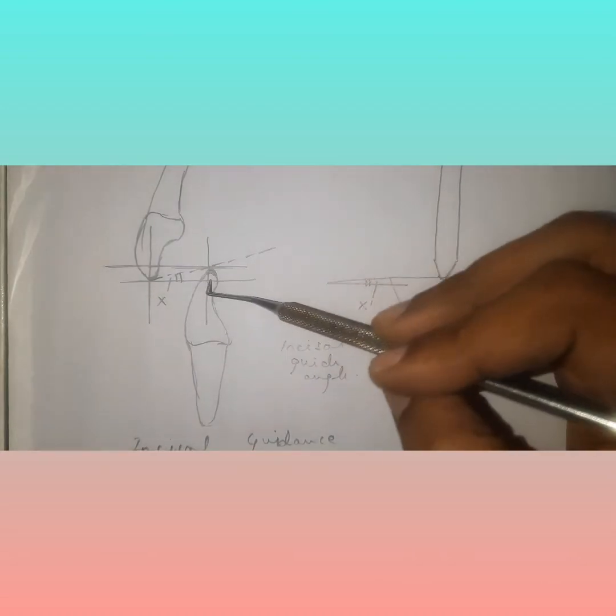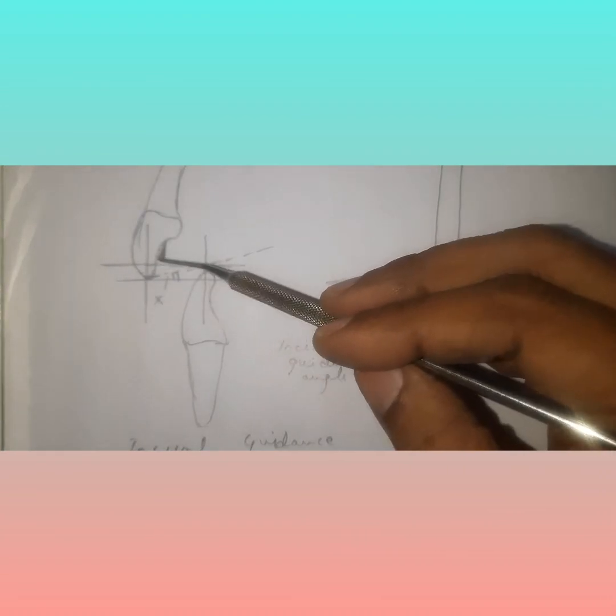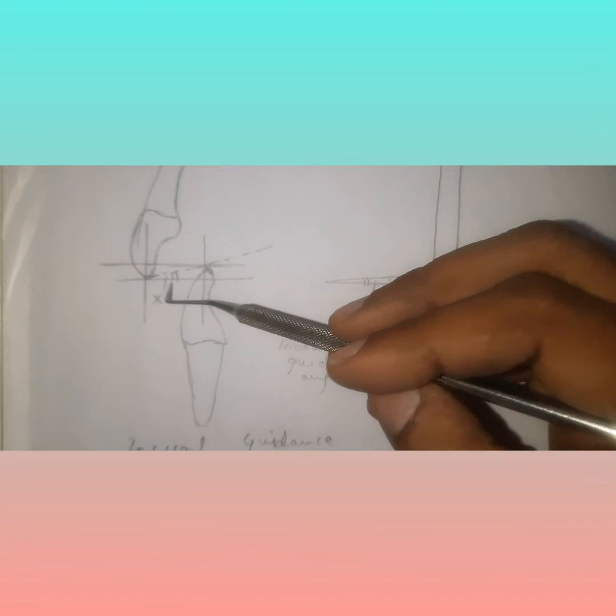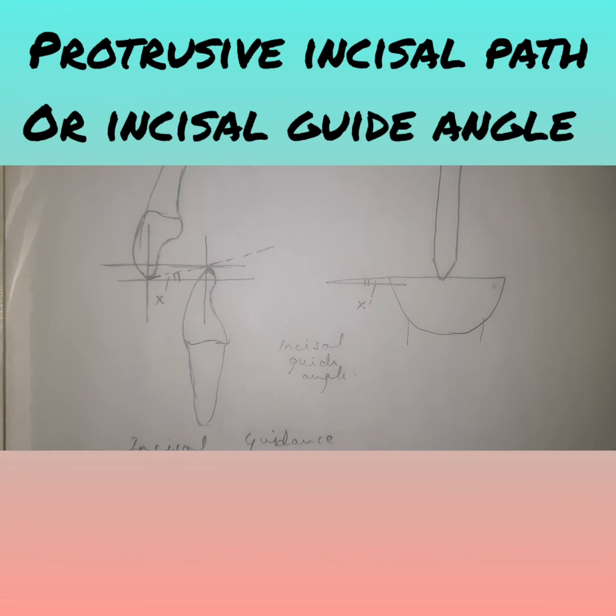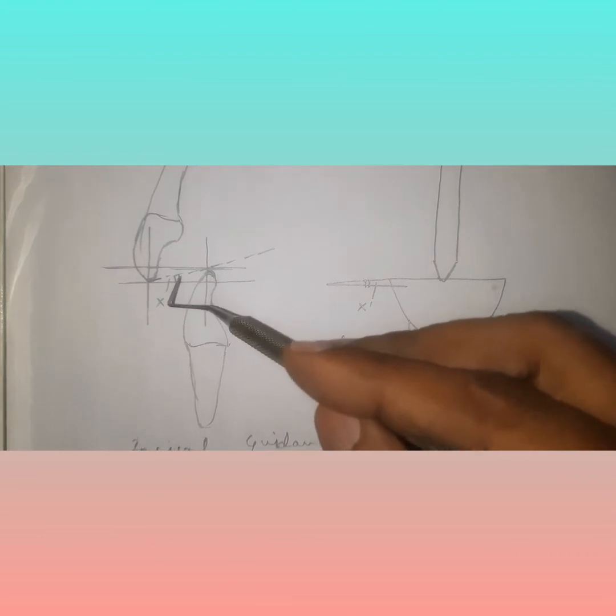So when the patient is making the protrusive movement, that is bringing the jaw edge to edge, the incisal edges of the mandibular anterior teeth will move first downwards and in a forward path corresponding to the palatal surface of the upper incisor. This movement in relation to the palatal surface of the upper incisor is known as the protrusive incisal path or the incisal guidance, and the angle formed by this protrusive path to the horizontal plane, that is this angle, is known as the incisal guide angle.